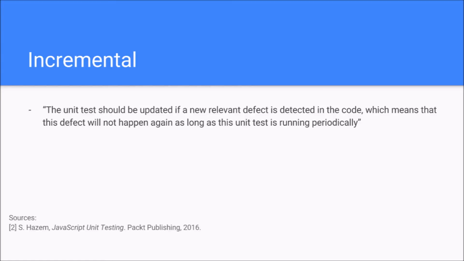Okay, incremental. The unit test should be updated if a new relevant defect is detected in the code, which means that this defect will not happen again as long as this unit test is running periodically. So say your test is running fine and later you make changes to the code which break the test. Then the test should be revisited and rewritten such that it will show the correct results again.